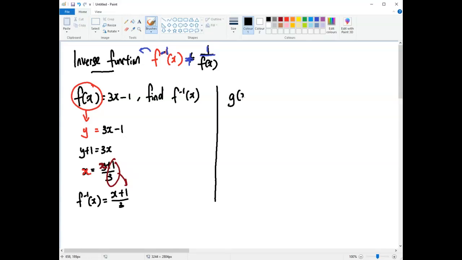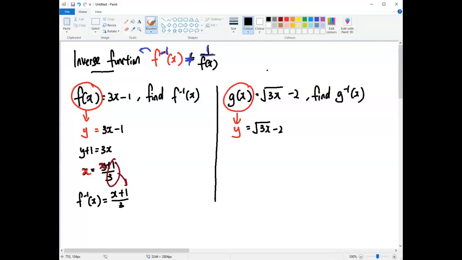Say you have g(x) equal to the square root of 3x minus 2. Same, we have to find the inverse of g. How to find the inverse of g? The same thing: we let g(x) be y, and the expression on the right hand side we just copy. Then we need to make x alone. We need to move all the friends next to the x to the other side.